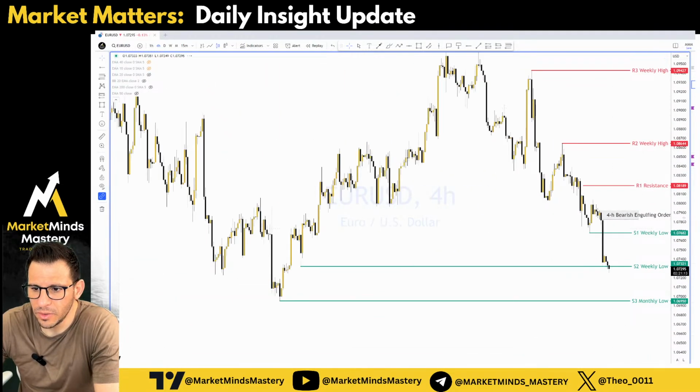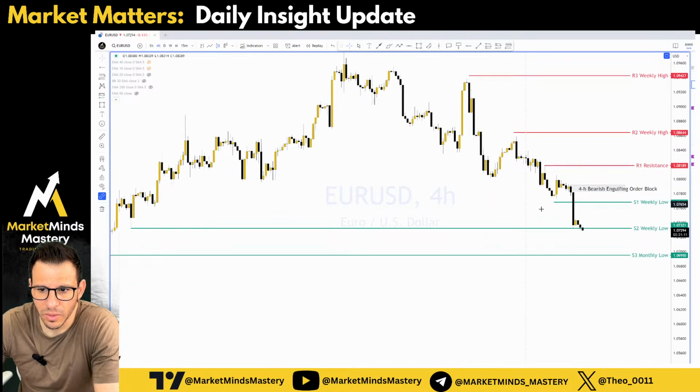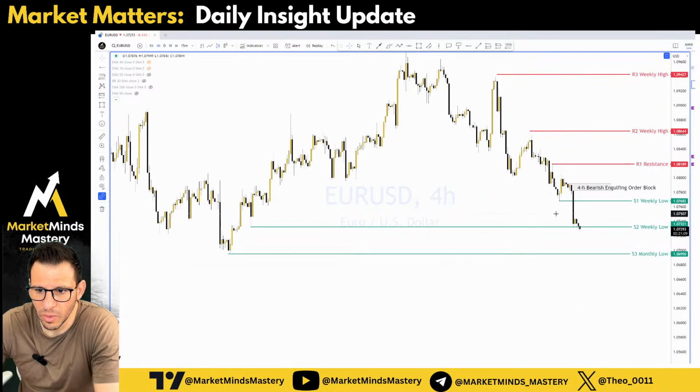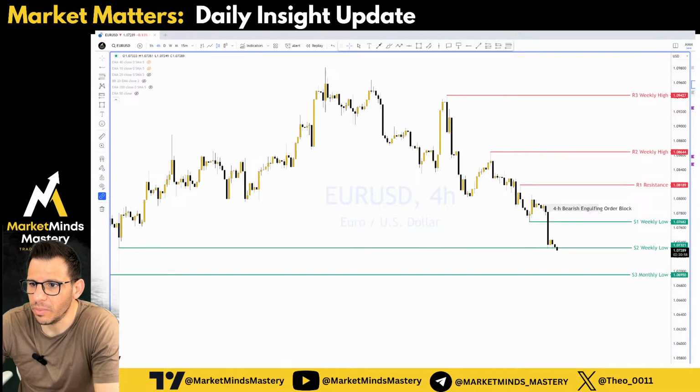Okay, so if the euro continues moving lower, then this monthly low from February can be a good area to look for some take profits.